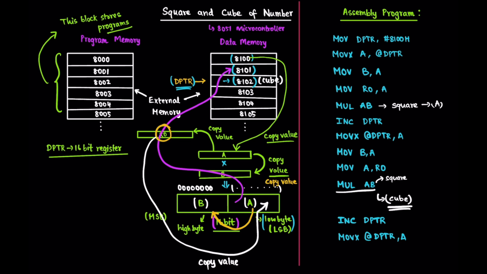Now I have to halt the program. For that I am going to write HALT: SJMP HALT. So this instruction causes the program to jump to itself and therefore effectively halting the program.